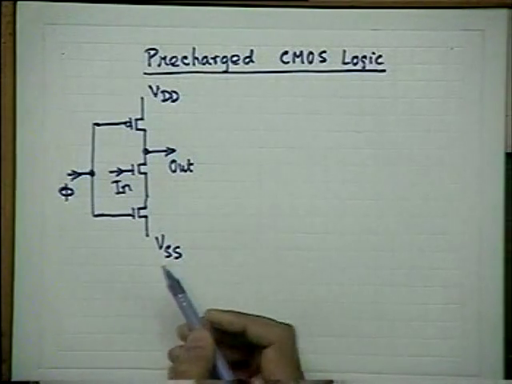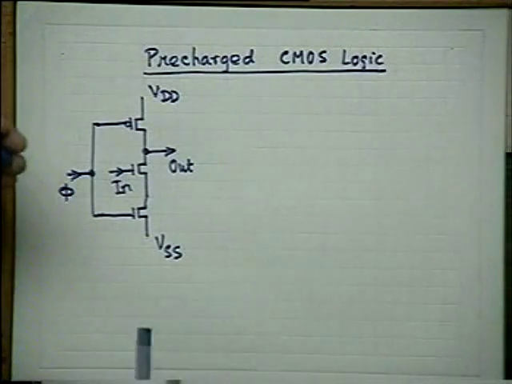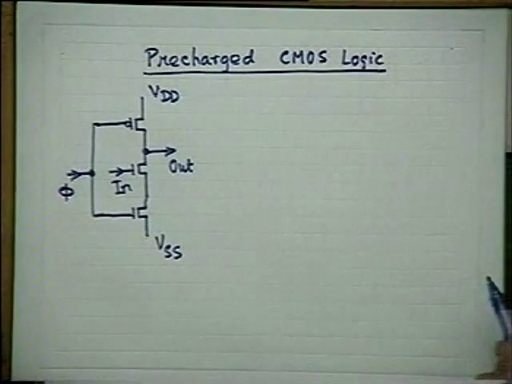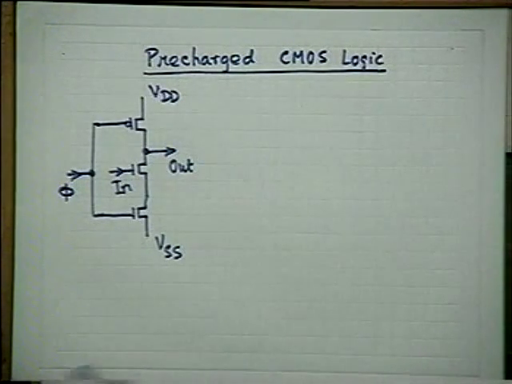This VSS may be ground. I am showing VSS, but in general it may be ground and 5 volt or like this. It depends on applications. You see that I have just interchanged the position of the clocked transistors and the driver transistor responsible for the inversion or for the logic operation.